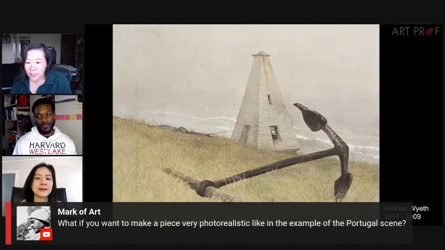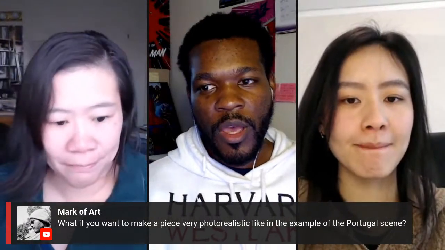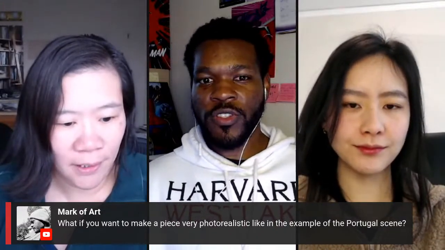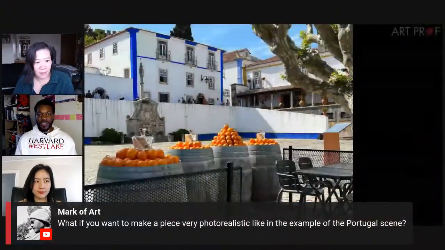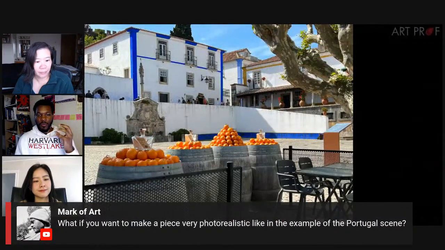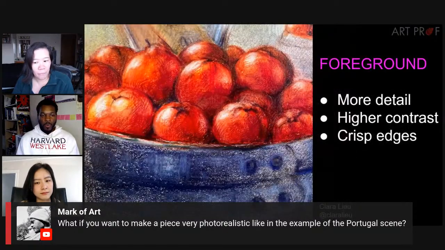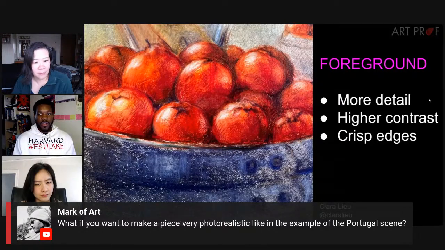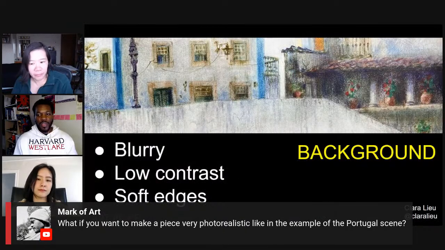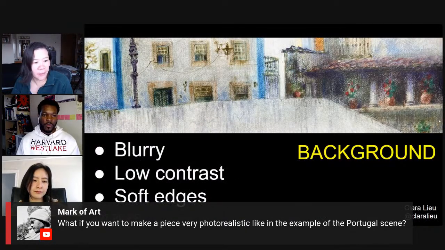Let's see. We've got Mark. What if you want to make a piece very photorealistic, like in the example of the Portugal scene? What do you think, Jordan? If you want to make a scene super realistic, I think you should still have atmospheric perspective, because you're still going to want some level of focus on a particular area. If you look at any video game concept art, there's a lot of atmospheric perspective in the scene. So it's really just what works best for your image. And it doesn't have to be as exaggerated as if you're doing something really stylized. You're just going to have to tailor it towards what you're trying to do.